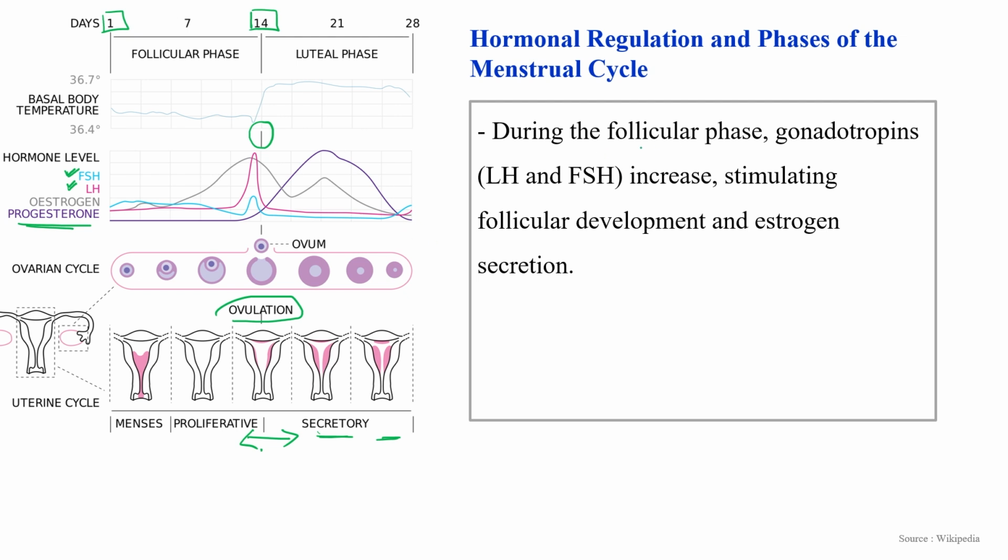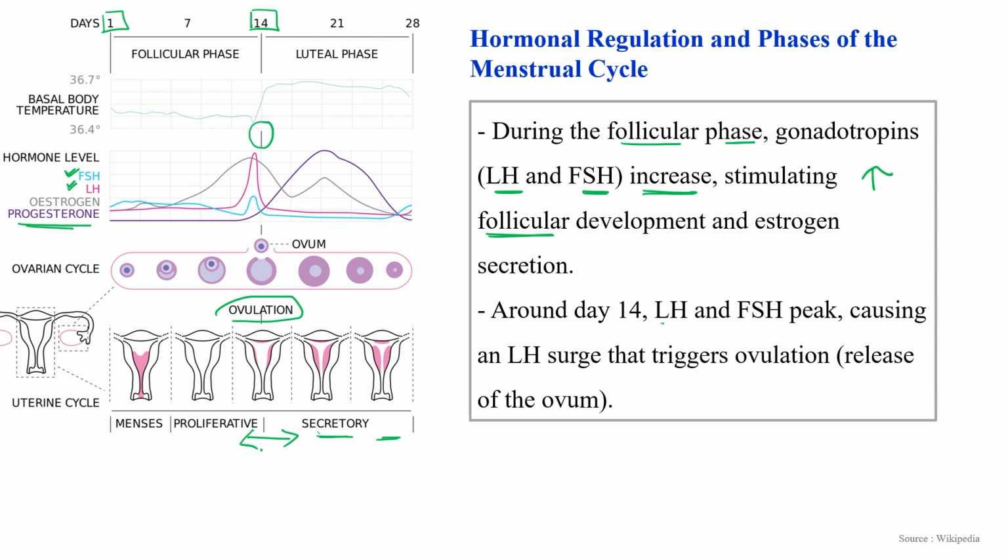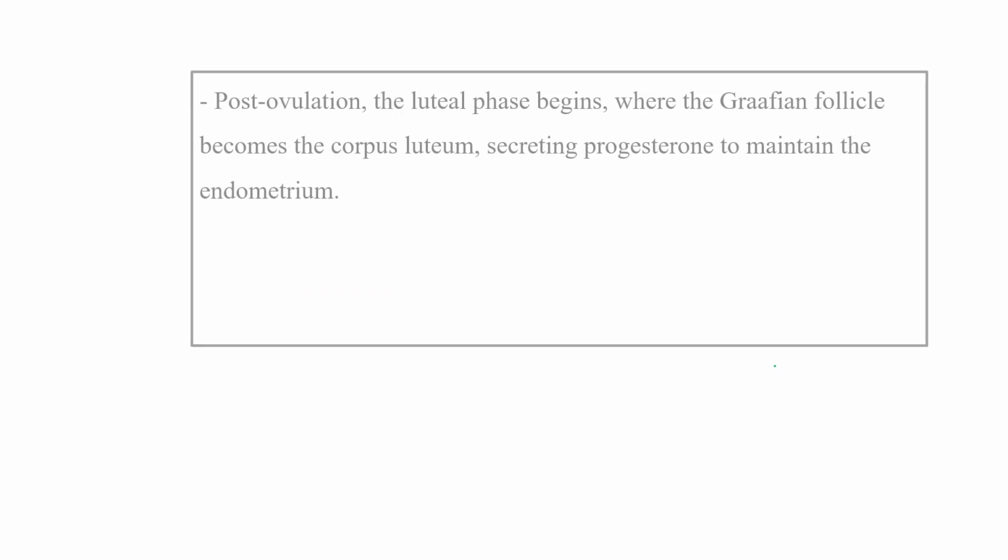So during the follicular phase, this 1 to 14, gonadotropin hormones. Which hormones? Luteinizing hormone and follicle stimulating hormone. Slowly their level will increase. Why increase? Because it stimulates the development of follicle and estrogen hormone. Around the 14th day, both the hormones are at their peak, as you can see over here, pink and blue, causing a luteinizing hormone surge that triggers ovulation, meaning release of ova.